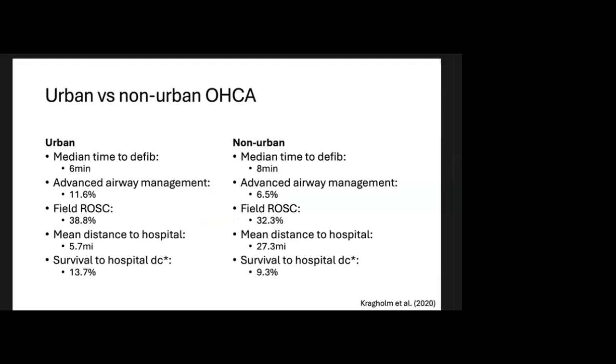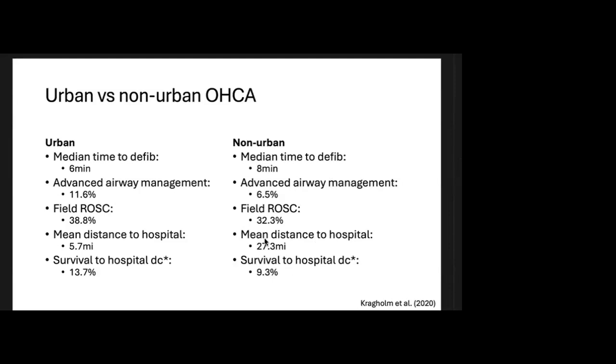So how does urban versus rural affect outcomes? And what does the data show about rural response to out-of-hospital cardiac arrest? This is just one study that looked at it nationally and compared urban and non-urban, so urban and everything else: suburban, rural, frontier, etc. They found that non-urban out-of-hospital cardiac arrest had longer median times to defibrillation, 8 minutes versus 6 minutes. So it took about 2 minutes longer to get defibrillated. If you had an arrest in a non-urban area, you were less likely to receive advanced airway management, 6.5 versus 11.5, and less likely to get ROSC in the field, 32 versus 38.